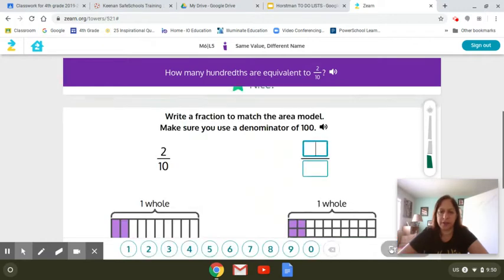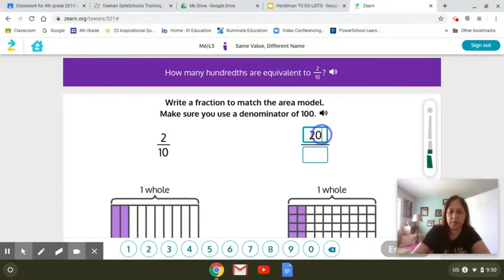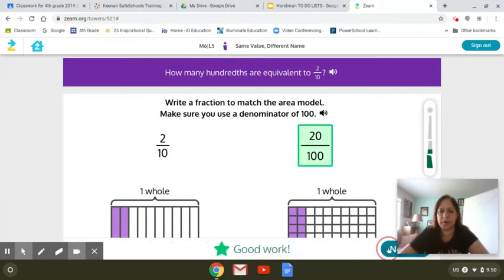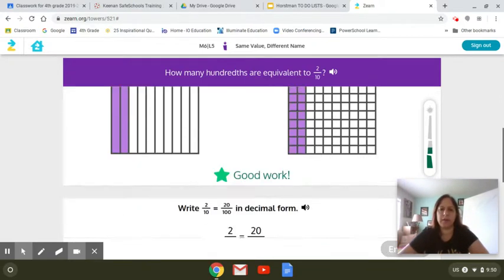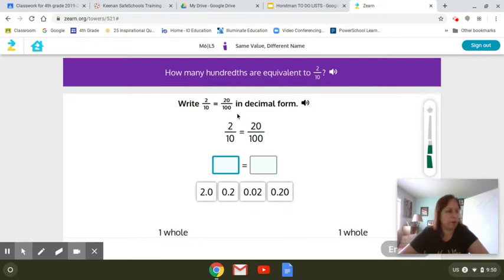So how many did I shade? I shaded 20 pieces out of 100 pieces. So 2 tenths is the same as 20 hundredths. They're equal to each other. 2 tenths can be written as this. We learned that in the last few lessons. 20 hundredths, remember it's hundredths, so it's 20 and then hundredths. This down here is in the hundredths, but that would be 2 hundredths, not 20 hundredths.